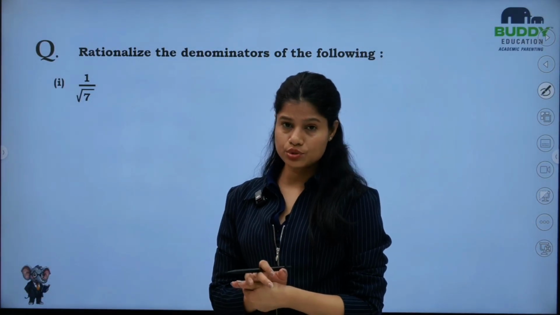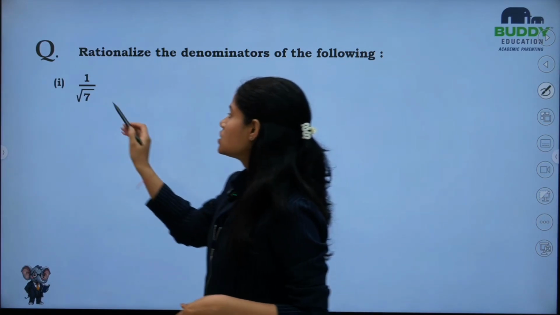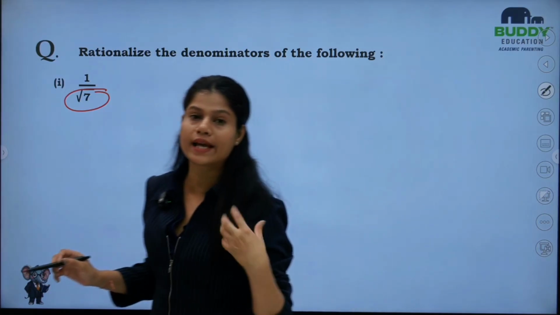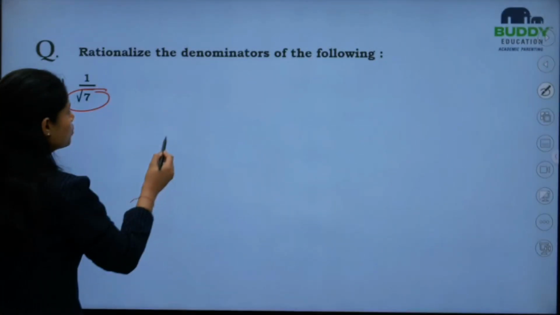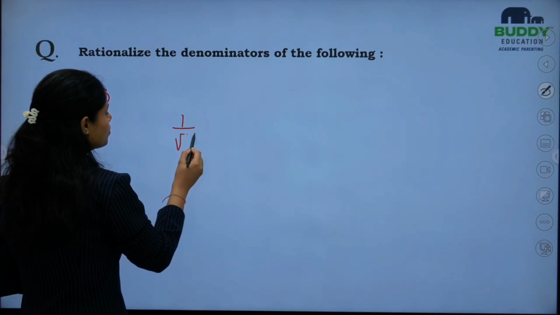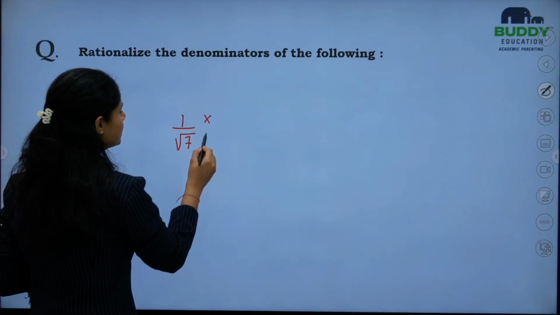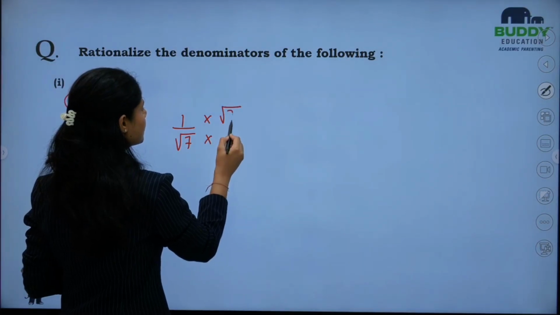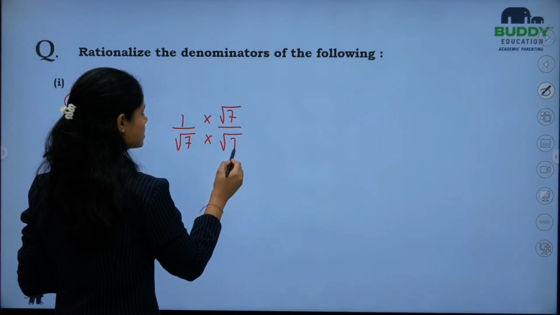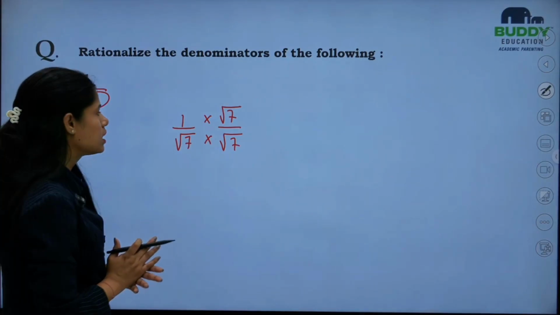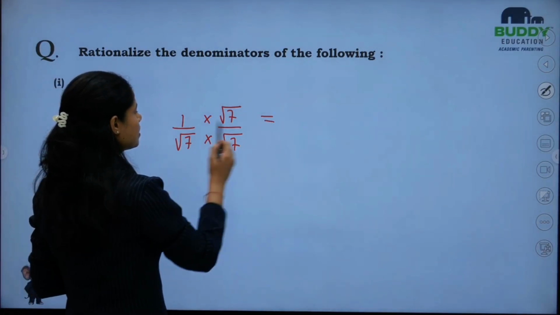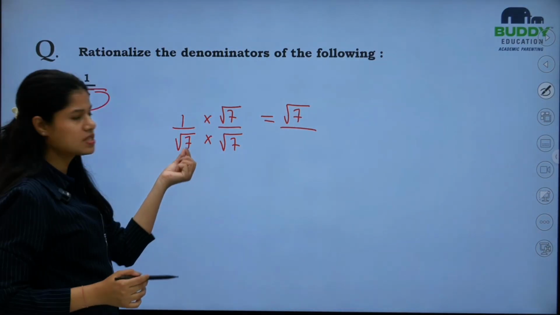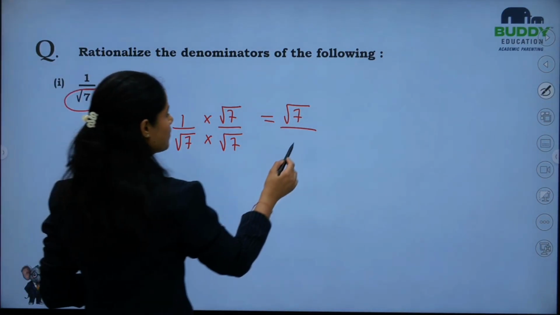All you have to do is check your denominator part, and whatever number you get, here the number is root 7, you have to multiply both your numerator and denominator by that number. So we will multiply this by root 7 and root 7. Once you do this, students, the numerator will give us root 7, and under root 7 times under root 7 will give us 7.